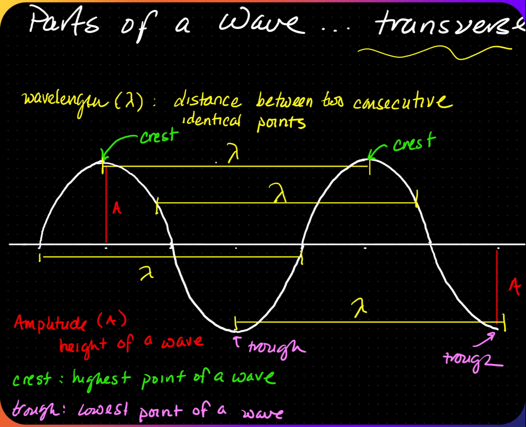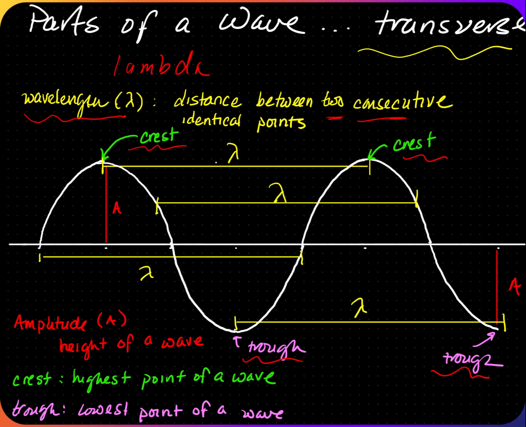The highest point of a wave is called a crest. The lowest point is called a trough. The height is called the amplitude and labeled A. And one of the most important parts of the wave is called the wavelength. Abbreviation of wavelength is lambda, a Greek letter. It is the distance between two consecutive identical points.